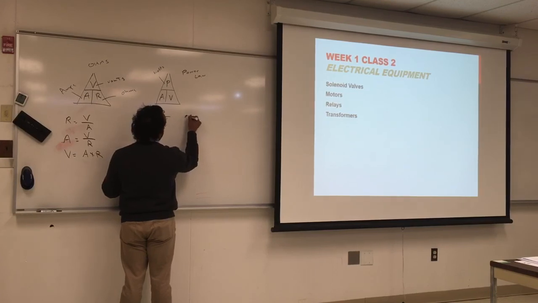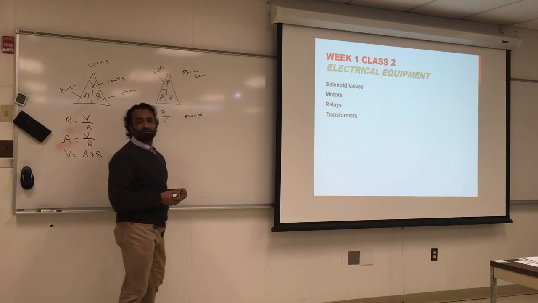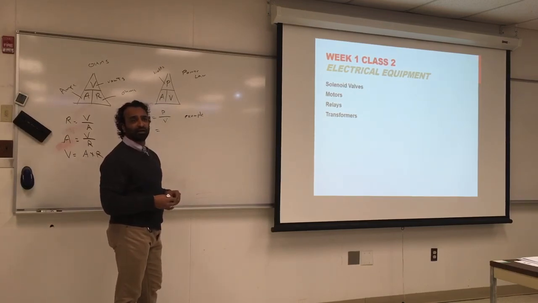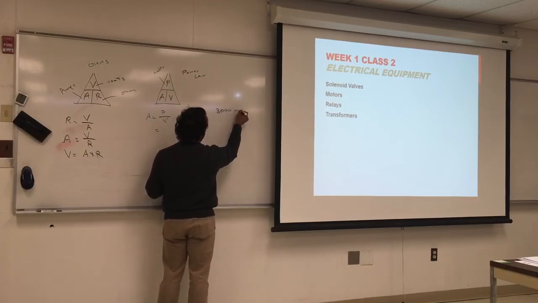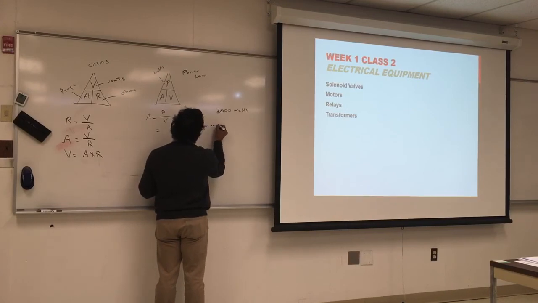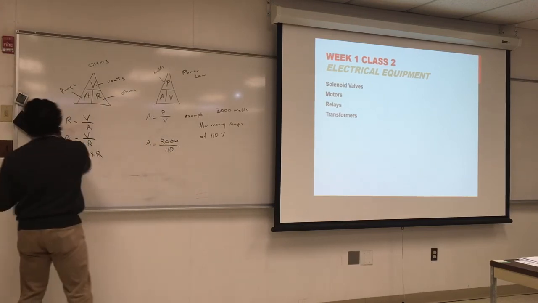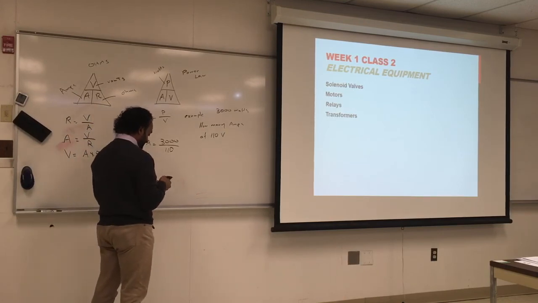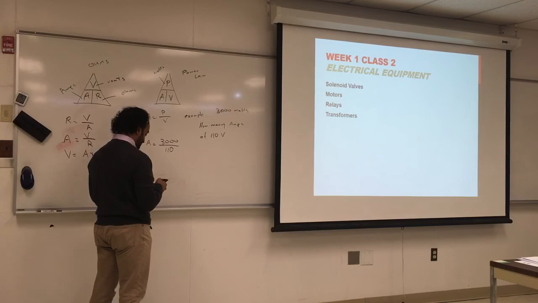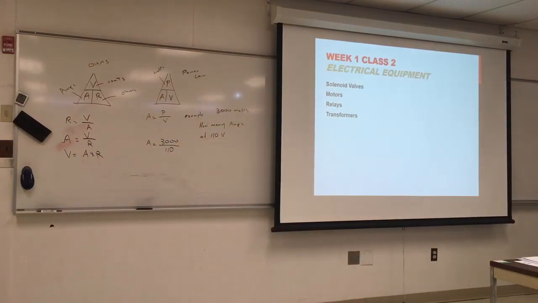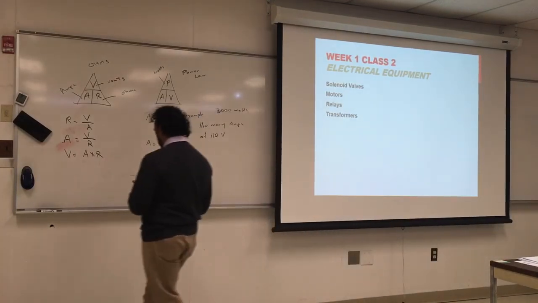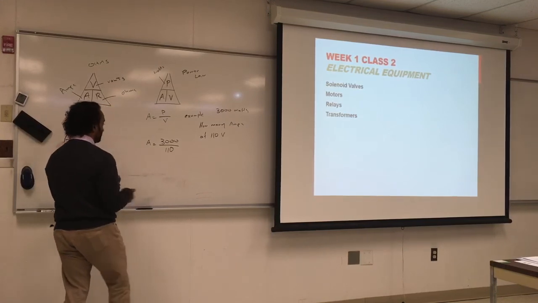Example. How much does a microwave consume? 2,000 watts? Between 2 and 3. Yeah, let's say 3,000. How many amps at 110 volts? So I'm going to say the amperage will equal 3,000 over 110. Here's my calculator. It's less than 30. This is a really bad calculator. You got 27 amps.